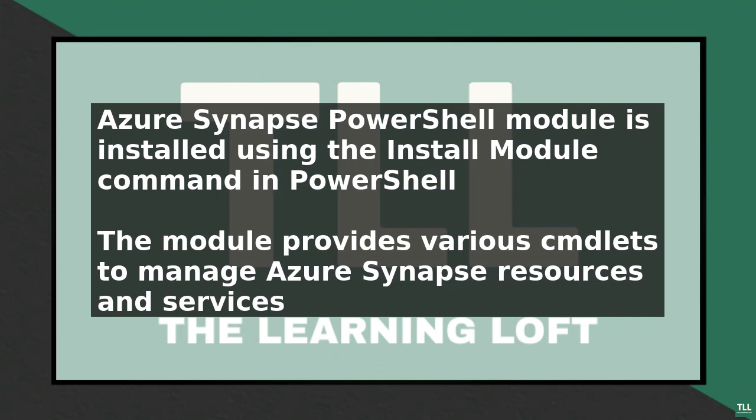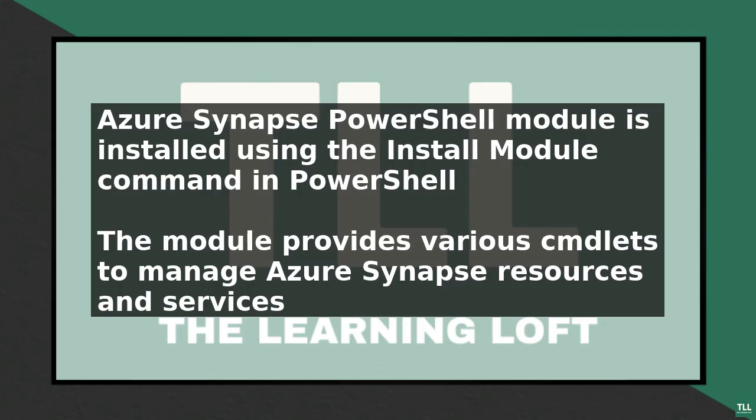One of the key concepts in Azure Synapse PowerShell is the use of cmdlets, which are lightweight commands that perform a specific task. For example, the Get-AzSynapseWorkspace cmdlet is used to retrieve a list of Azure Synapse workspaces, while the New-AzSynapsePipeline cmdlet is used to create a new pipeline.